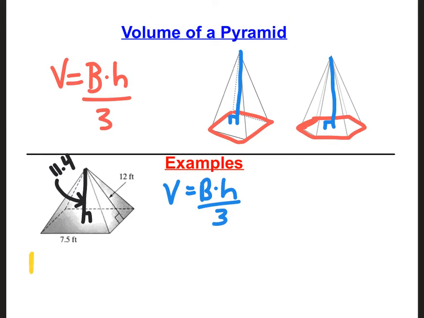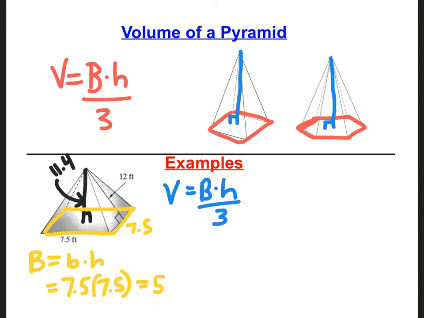We're going to start by finding big B, which is our base. Notice we have a square here. So all my sides will be the same, so this is also 7.5. My area formula for a square is base times height, so we're really going to do 7.5 times 7.5. When I do that, let me grab my calculator. I get 56.25.